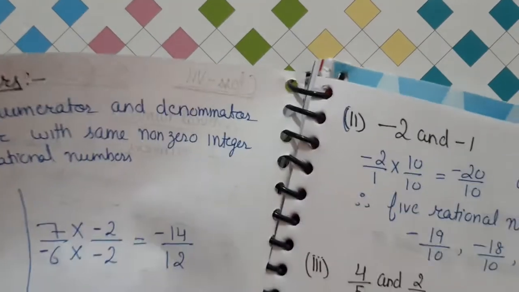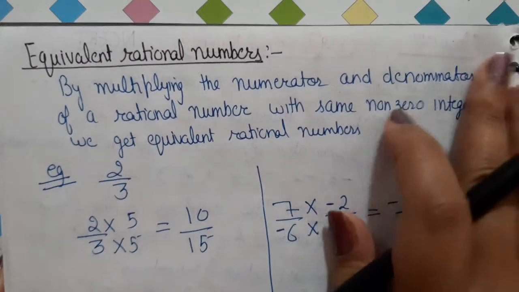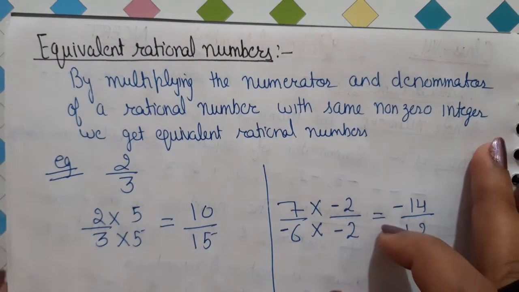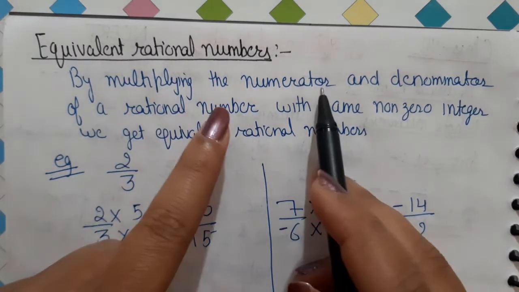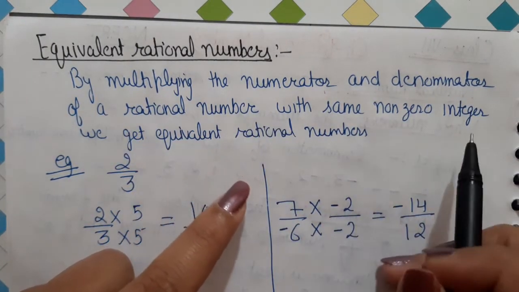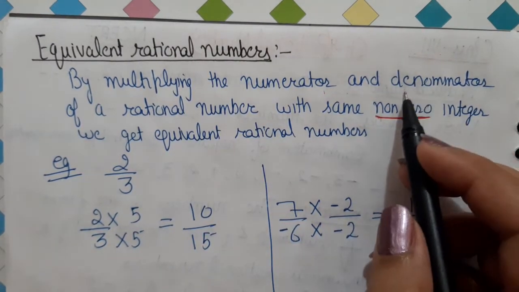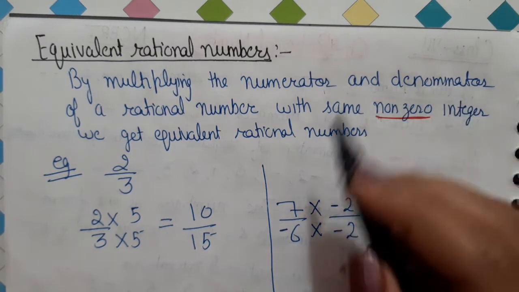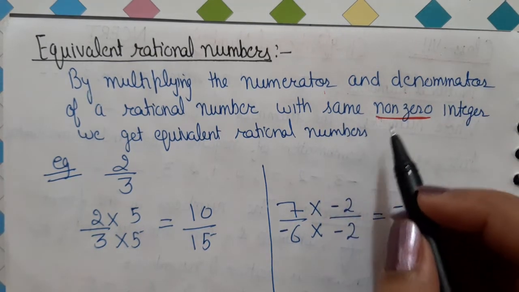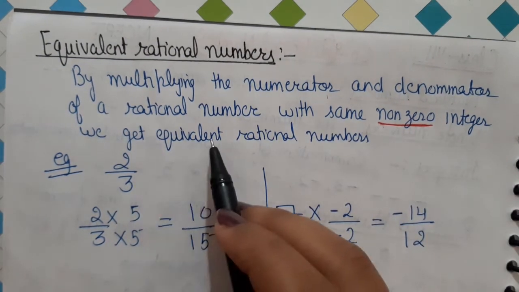Now let's move to the next. Next we have equivalent rational numbers. Now listen to this carefully: what are equivalent rational numbers and how to find them. By multiplying the numerator and the denominator with the same non-zero integer. Non-zero is important because we are multiplying the denominator also, and the denominator cannot be 0. So when we multiply the numerator and the denominator with the same non-zero integer, we get equivalent rational numbers.